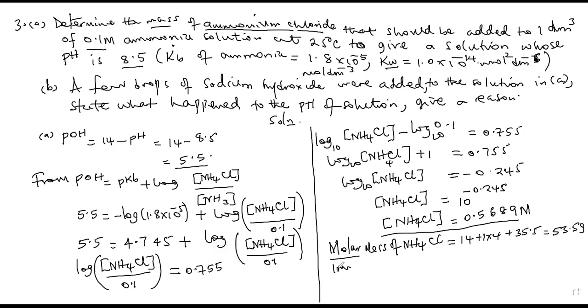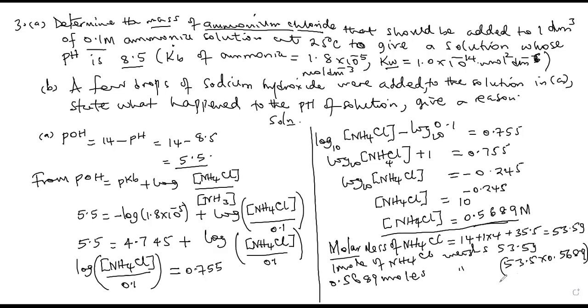By saying molar mass, it means that this is the mass in 1 mole. So 1 mole of ammonium chloride weighs 53.5 grams. What about these moles? 0.5689 moles will weigh 53.5 times 0.5689 grams. So the mass required will be equal to 30.44 grams. That is the mass of ammonium chloride that should be added.